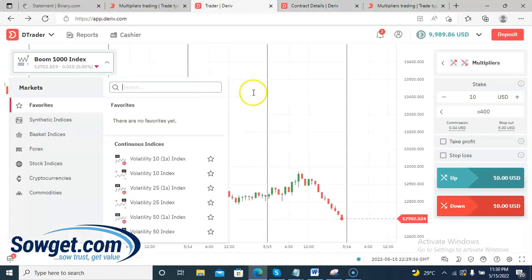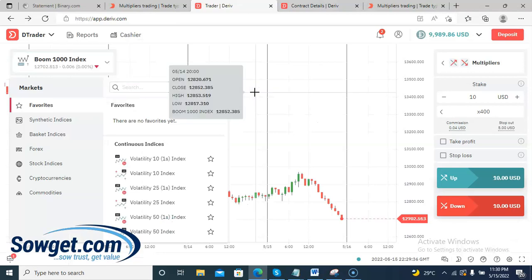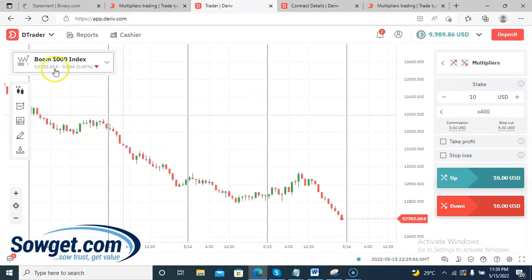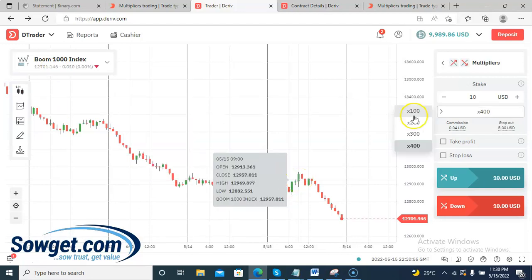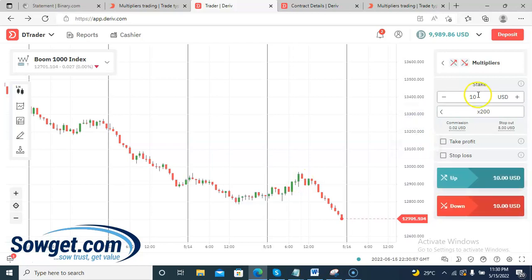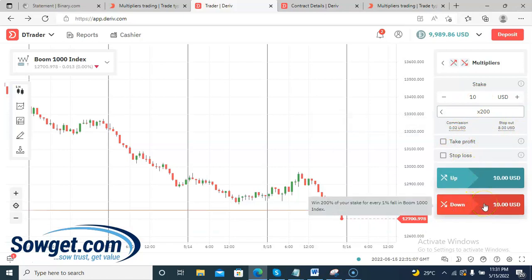So I'm back on the page here. Let's see if we can go into a trade. I found the Boom 1000 index. It has been falling since. So let's say I'm using a multiplier of 200, and I'm staking 10 USD. So my stop out is $8. Let's just go for market.